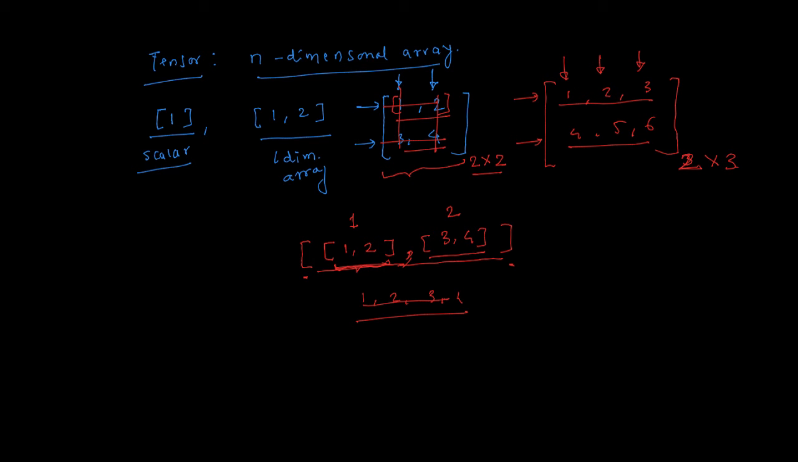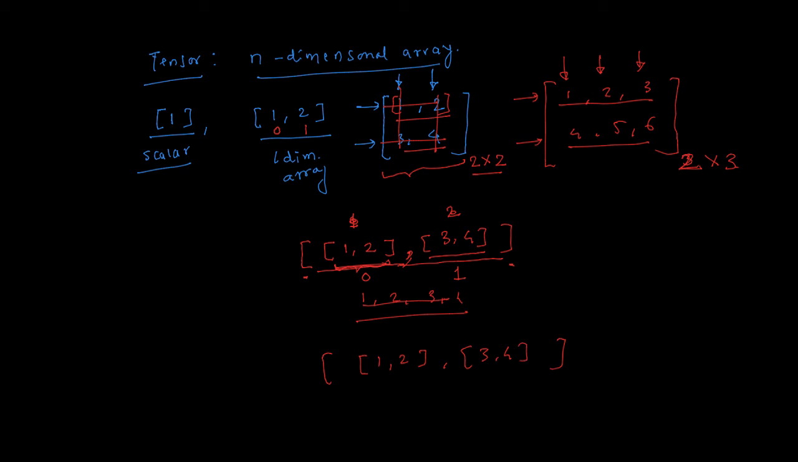By the way, this is called the 0th position in an array, and this is called the first position. In the array, this is the 0th location, first location. So in case of a 2D array, this is the first element of the 2D array, and this is the second element of the 2D array.